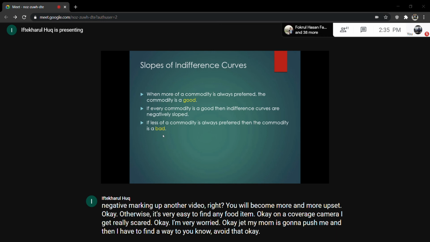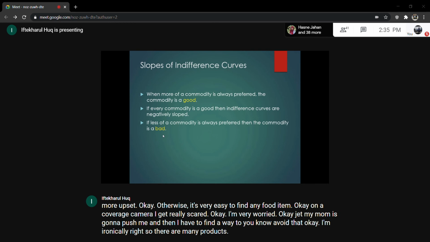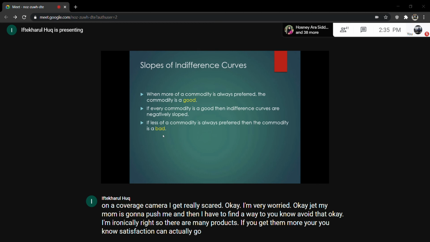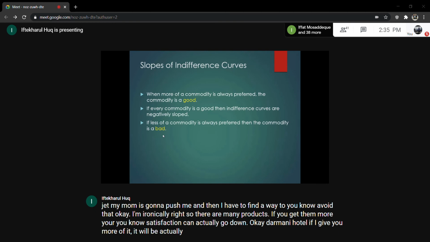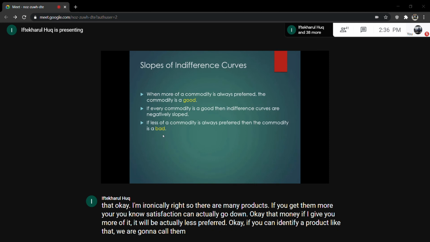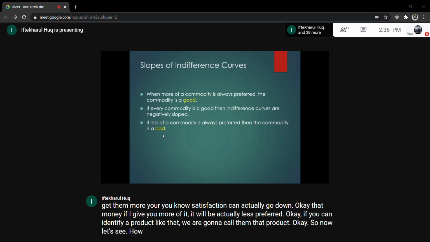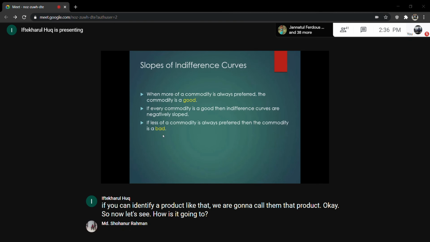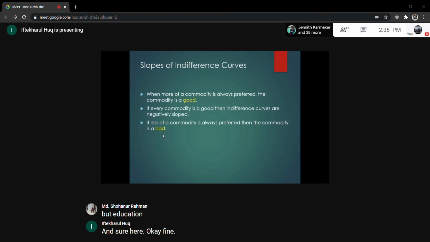আবার অনেক কিছু আছে যেগুলো আমি অনেক বেশি খেতে চাই কিন্তু আমার হয়তো খাওয়া উচিত না, right? So there are many products, if you get them more, your satisfaction can actually go down. তার মানে হচ্ছে if I give you more of it, it will actually be less preferred. If you can identify a product like that, we are going to call them bad products. স্যার, যেমন বিরিয়ানির মধ্যে অতিরিক্ত এলাচি, মানে টেস্টই খারাপ করে দেয় একদম. Sure, okay, fine, I agree.